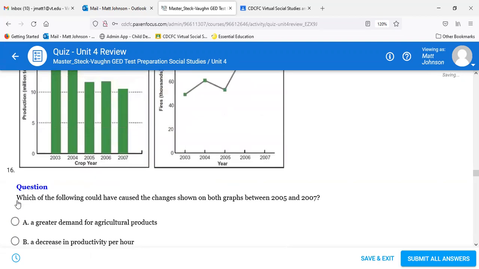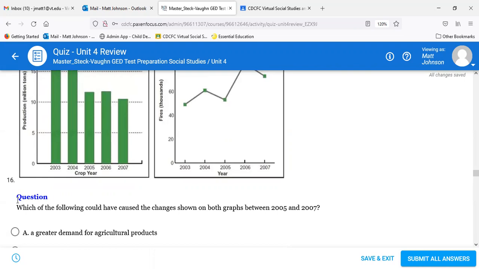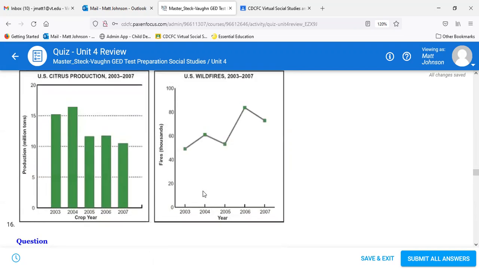Yeah, so think about, okay, we're producing less citrus in those years, 2005, 2006, 2007. Now, there could be multiple reasons. We could have had something like blight, something else could have happened. But interesting enough, that same time frame, 2005 to 2007, we saw a huge increase in wildfires. And so what's one thing those two different events could have in common? A drought, right? When we have drought conditions, that tends to cause more wildfires.